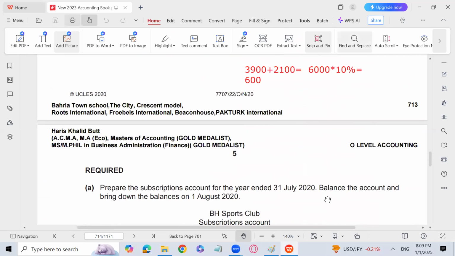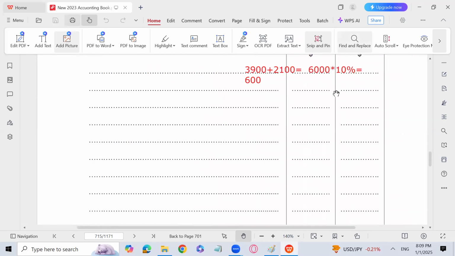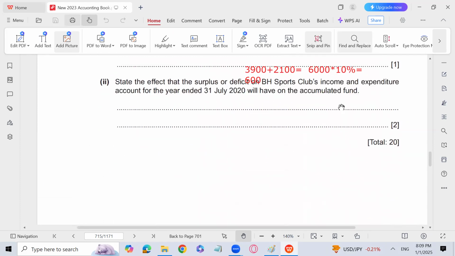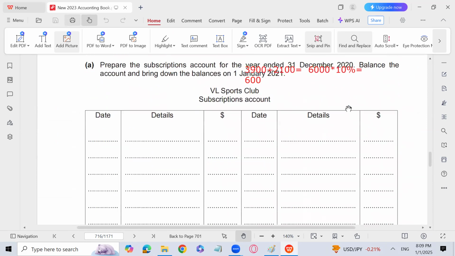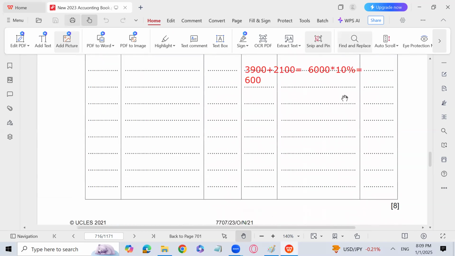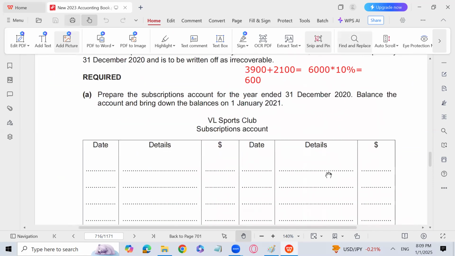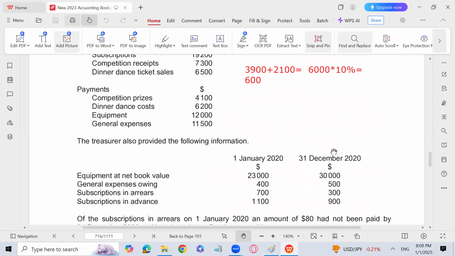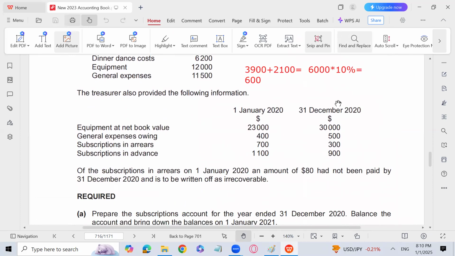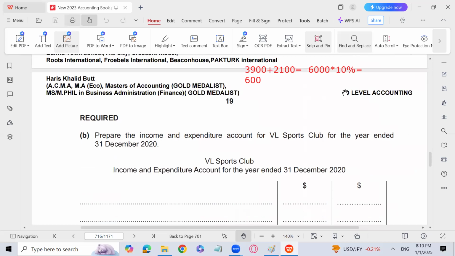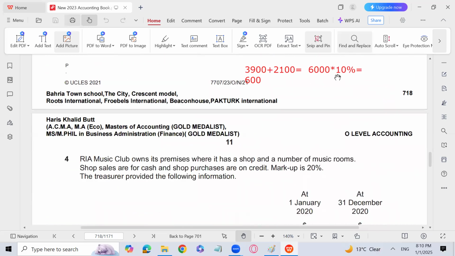What is the requirement? Subscription account we have to prepare. That is quite easy. Cafe profit, we can calculate easily. Income and expenditure account, and that's it. There is nothing other than this in the requirement. Then the next question you can solve, that comes in table number 21, 23. That is also quite easy. You have to prepare the subscription account. And there are some subscriptions that have also become bad debts. So it's quite easy. Income and expenditure account, October, November 21, 23. Easy question.